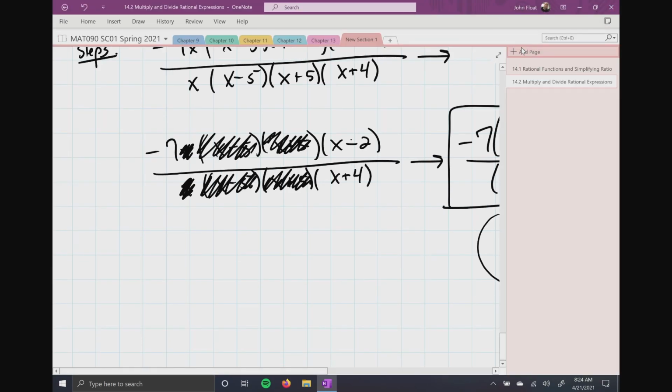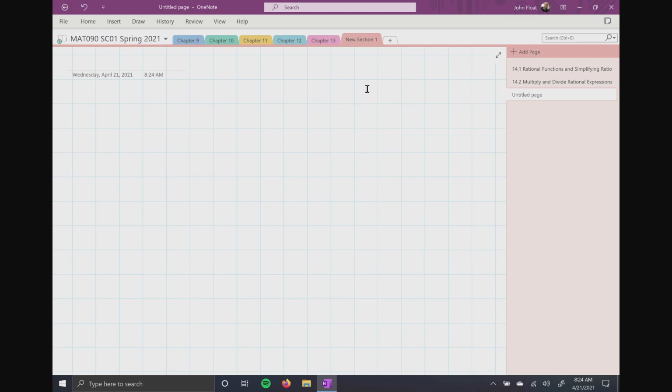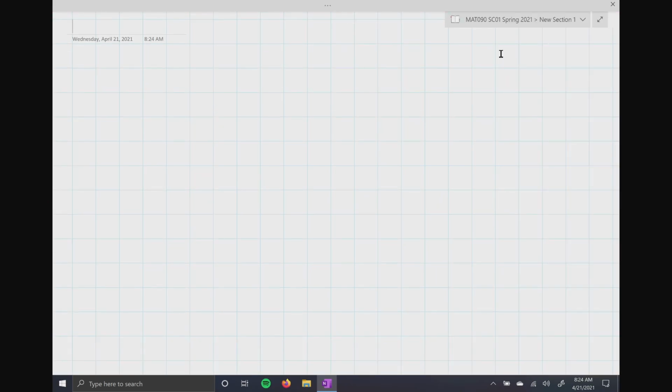Now, we get into the fun stuff. All right? Let me turn on my keyboard here. That would really help. Section 14.3. Adding and subtracting rational expressions with like denominators.